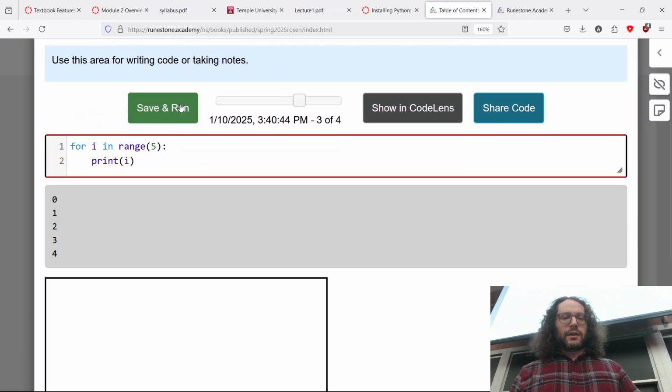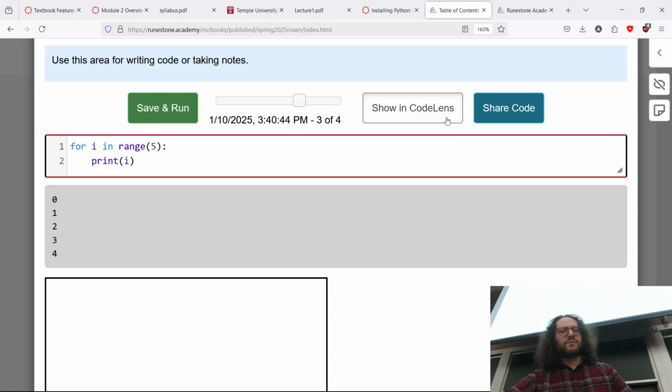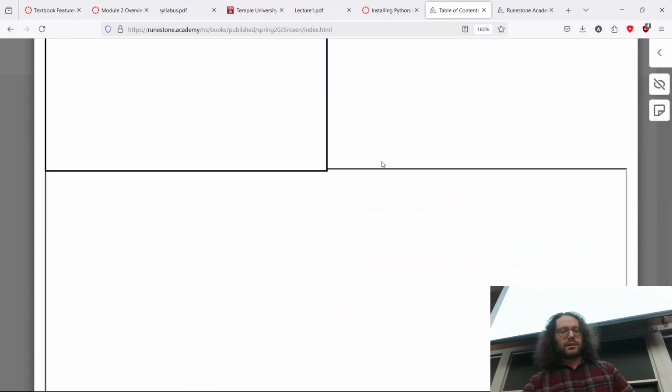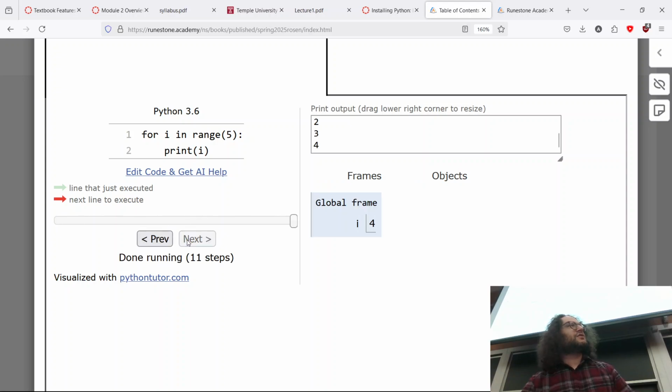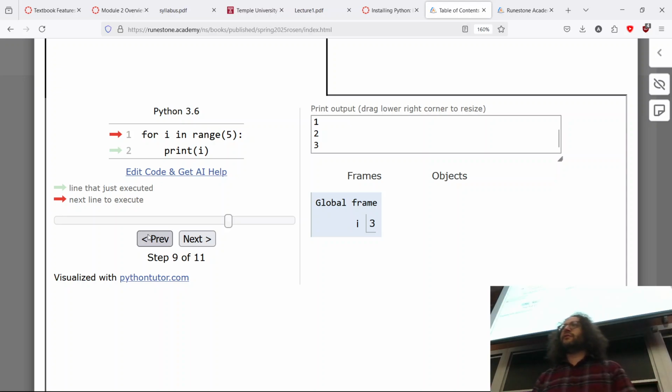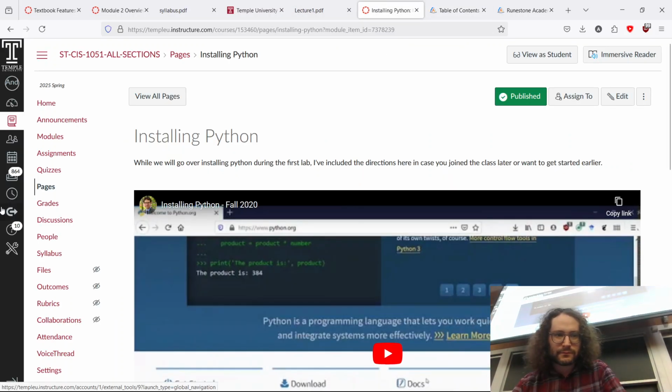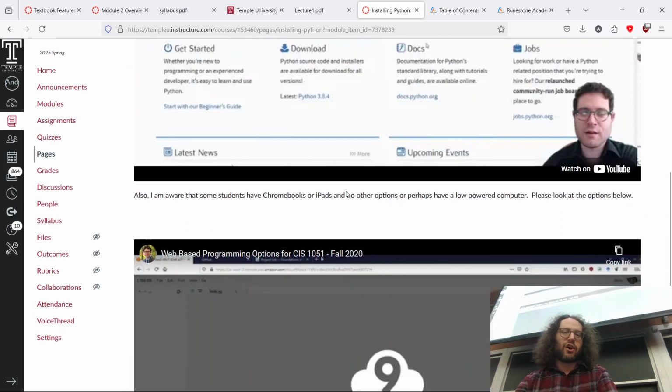And also, here's a for loop, which you'll learn later. But there's also this button over here called Show in Code Lens, which goes through the code step by step, which is extremely useful when you're just starting out. So this has amazing tools in it. It's very good. Okay. So using your textbook here is always an option.